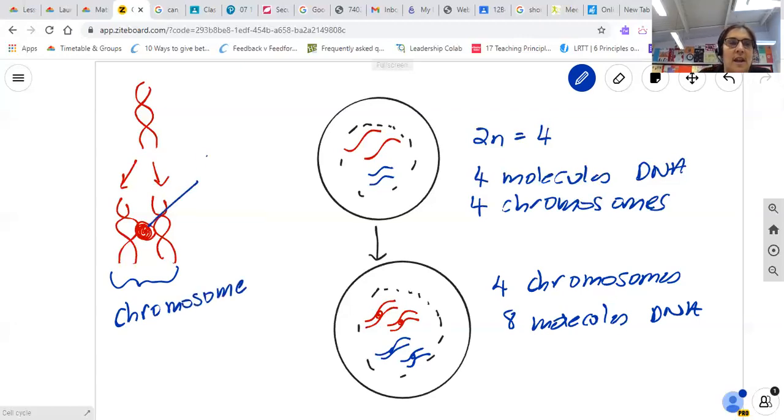The thing that holds them together is called the centromere, and these are called sister chromatids.